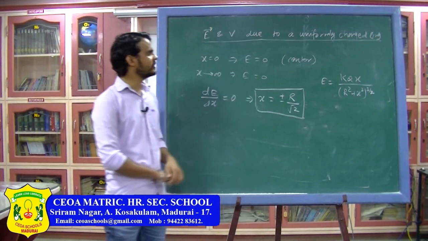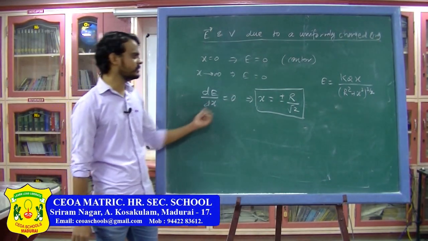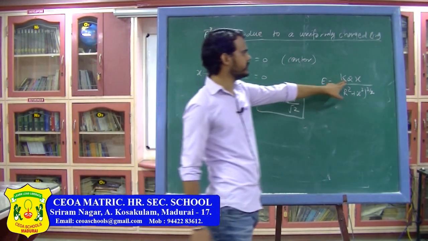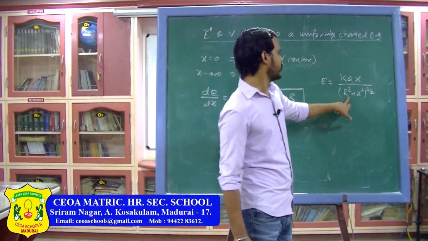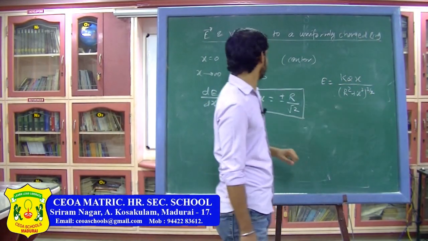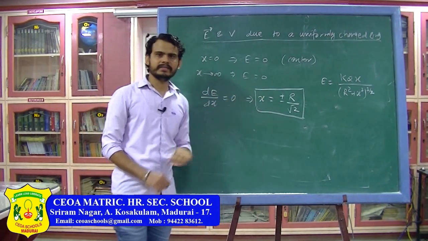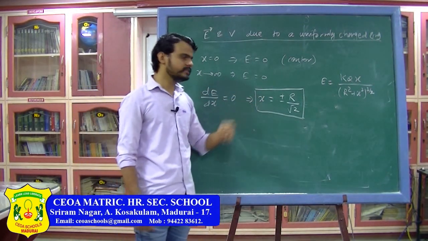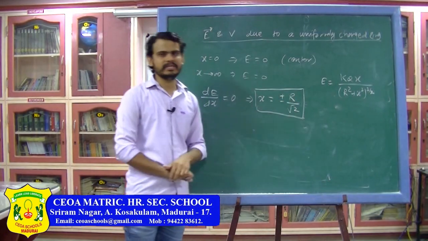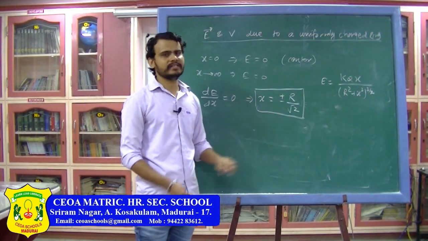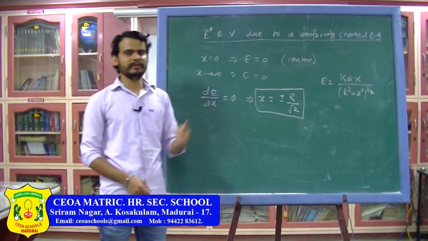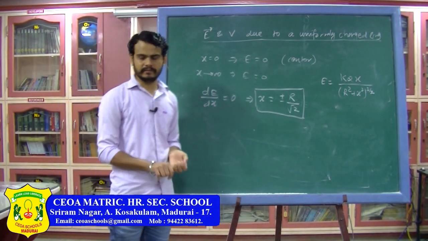So this is the electric field due to a ring: at the center it is 0, at any distance x it will be KQX divided by R square plus X square power 3 by 2, and as x tends to infinity it will be 0. There will be a point at R by root 2 from the center, and at that distance the electric field will achieve its maximum value. From that point onwards it will keep on decreasing.